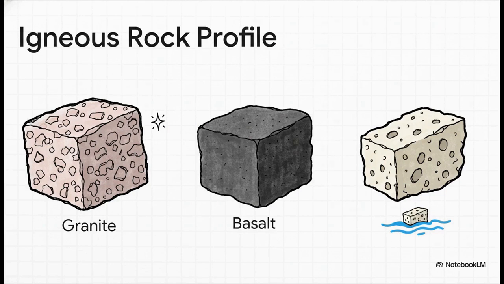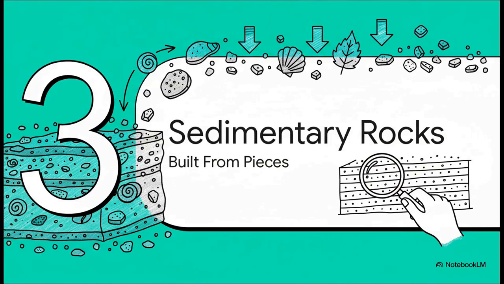You've got granite, right? That classic speckled rock you see on kitchen countertops. Then there's basalt, that dark, fine-grained rock that makes up a huge chunk of the ocean floor. And then you get something wild like pumice. It's so full of trapped gas bubbles from a crazy eruption that it can literally float on water. How cool is that? All right, moving on to our next family, sedimentary rocks. So if igneous rocks are born from fire, you can think of sedimentary rocks as stories that are built from all the pieces of what came before.